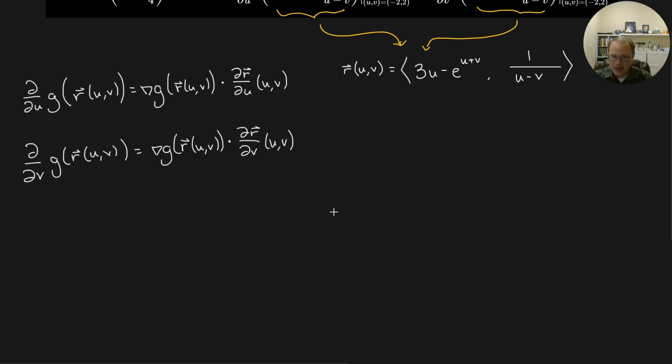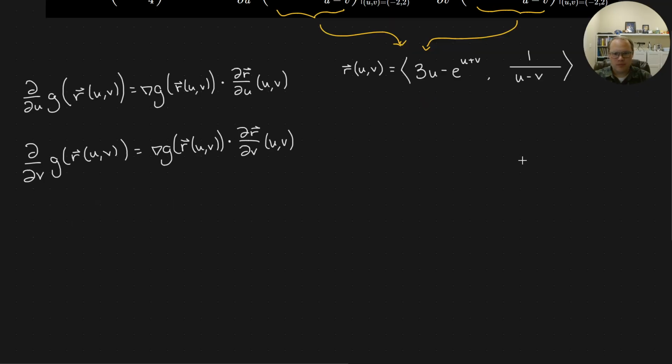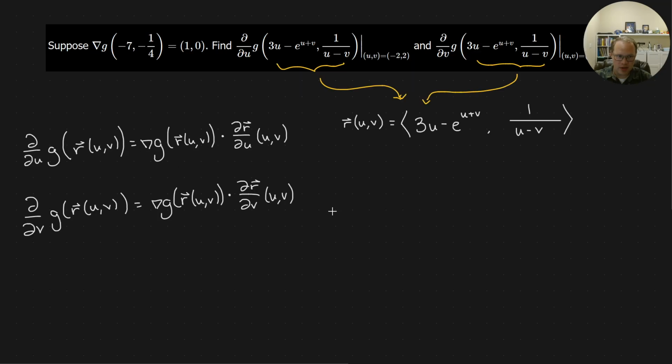Now the gradient of g, I cannot find exactly because I don't know what function g is. Fortunately, I don't need to know. I'm only interested in these partial derivatives at particular points, right? But I can find the partial derivative of r with respect to u and the partial derivative of r with respect to v at the point of interest when u, v is equal to -2, 2. So let's calculate those.